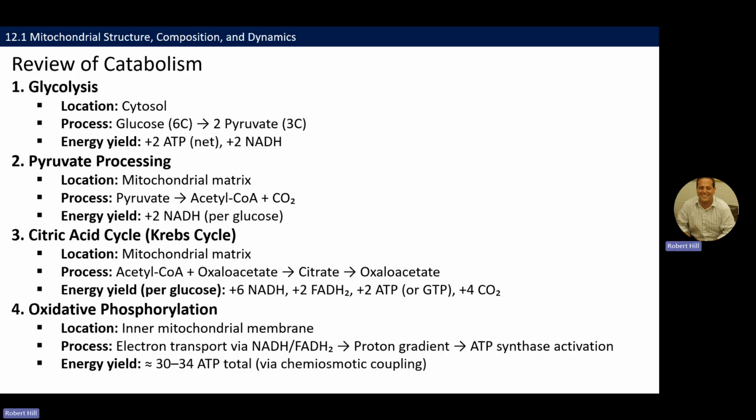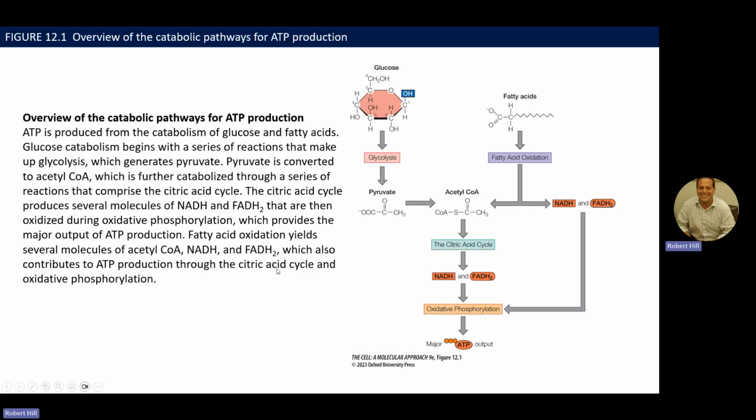Because if you don't get this, understanding what we're going to talk about next week is going to be pretty difficult, okay? So what does metabolism start with? It always starts with glucose, right? And glucose has how many carbons on it? It has 6 carbons, right?